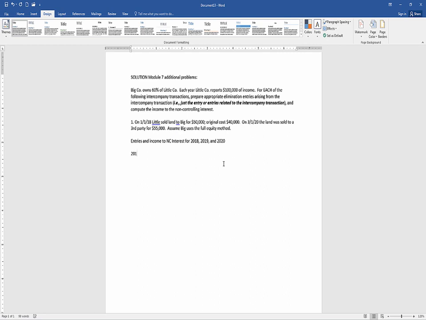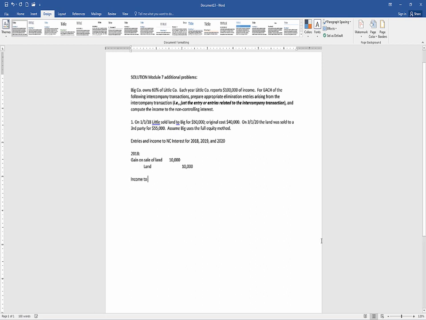So first, in 2018, the year of sale, little company has a $10,000 gain on their income statement. We need to eliminate that gain because you can't have a gain from selling an asset to yourself. On the credit side, that land is now sitting on Big's balance sheet at $50,000. The true cost is only $40,000. So we have to go ahead and reduce that by $10,000.